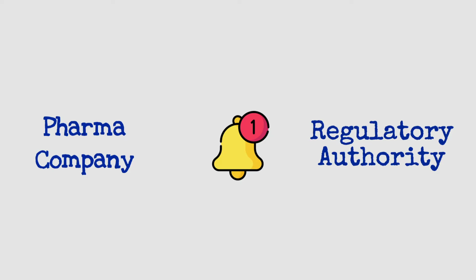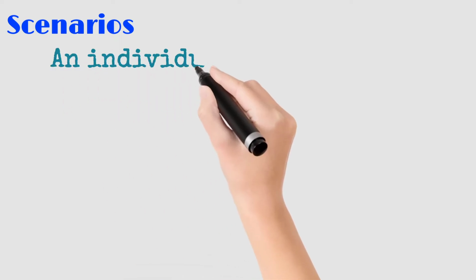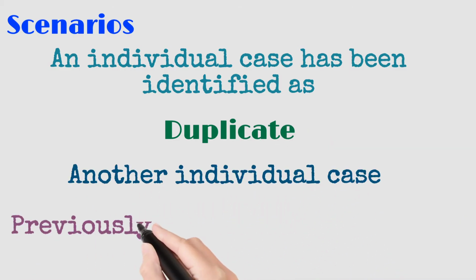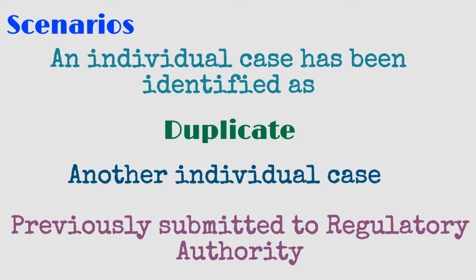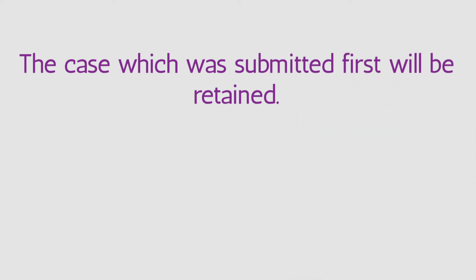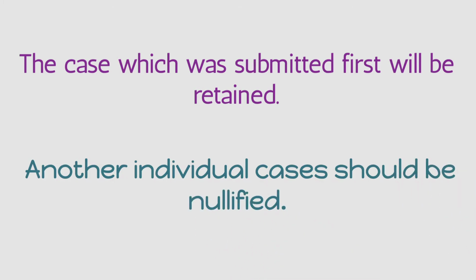Now let's discuss a few scenarios to understand the nullification and logical deletion concepts in detail. The first scenario is, an individual case has been identified as a duplicate of another individual case which was previously submitted to the regulatory authority. In this scenario, we did a duplicate submission of ICSR reports to the regulatory authority. Once you identify this issue, the case which was submitted earlier to the regulatory authority should be retained, and the other individual case should be nullified. In this case, we need to submit both the retained case and the nullified case to the regulatory authority.